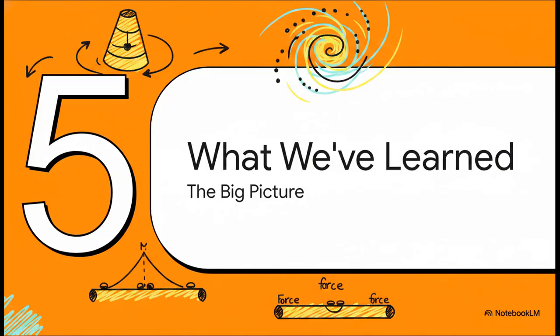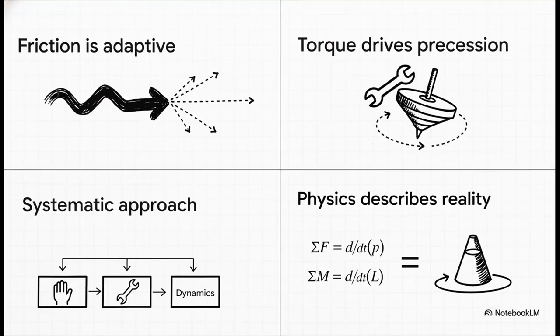We've cracked the problem. But let's take a step back from the numbers and think about the big picture. What are the really important physics concepts we used here? Well, first, we saw just how reactive static friction is. It's not a constant force. It adjusts its direction and its size to meet the demands of the situation. Second, and this is huge, we saw that torque is what changes angular momentum, and that's the key to understanding why things like tops and our cone precess.